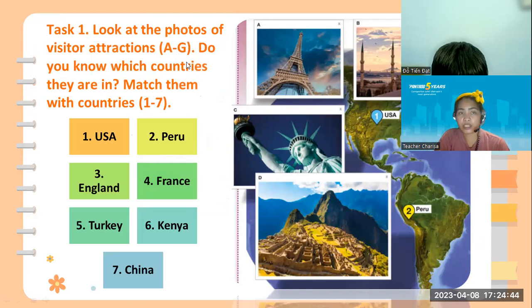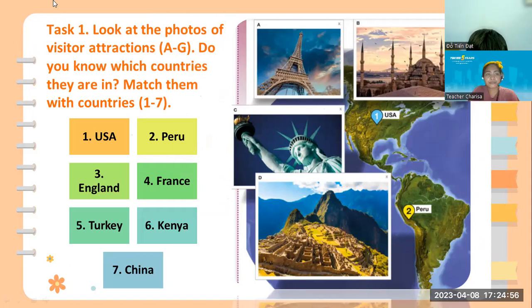Look at the photos of visitor attractions A to G. Don't know which countries they are in? Match them with the countries, okay? Here we have how many letters? A, B, C, D to G, I mean. So here, letter A, what country is it? What kind of tourist spot is that? Okay, letter B. Just try.